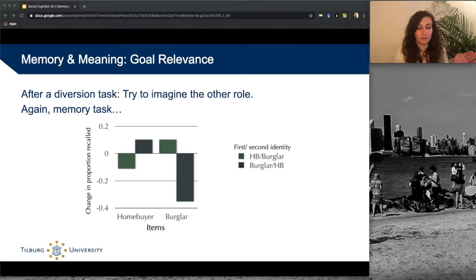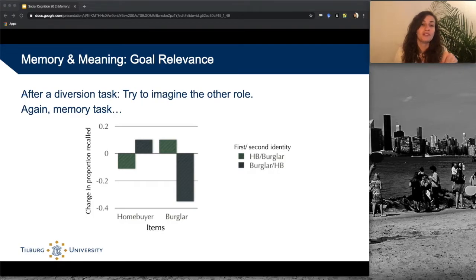And after this recollection task, then there was a diversion. Try to imagine the other role. And then again, the memory task. And now we can take a look at the changes in the proportion recalled. So did participants manage to recall more or less of a specific type of item in the second round? So now we have to condition on in which direction they made the identity switch, right? So they might have been the home buyer in the first round, and in the second round imagined the other role, the burglar. Those are the lighter green plots. And again, we have the home buyer and the burglar items.